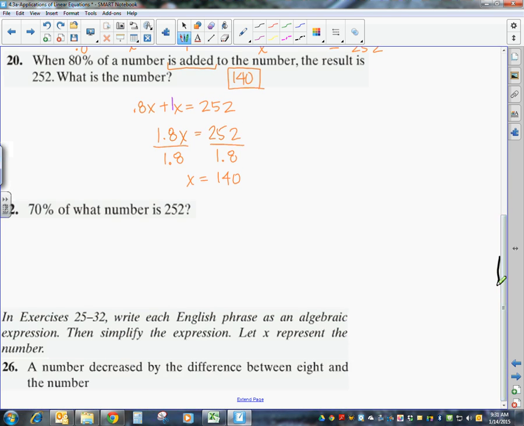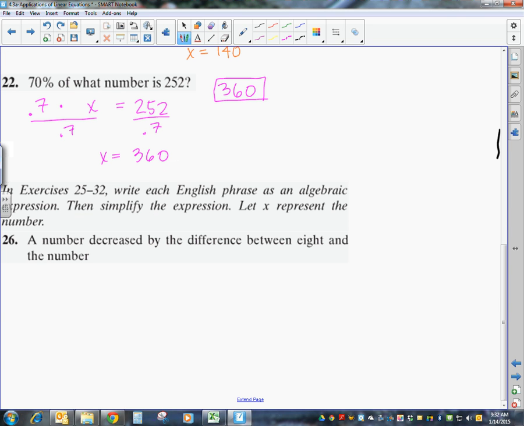All right, 70% of what number is 252? Similar to what we've been doing, 70% is 0.7, "of" is times, what number is 252. All the other examples said "the result is", but if you see "is" by itself, not with "is added to" or something of that sort, remember that's where your equal sign always is. So 0.7x equals 252. I'm going to divide both sides by 0.7, and I'm going to find out that x equals 360. So my answer is 360.